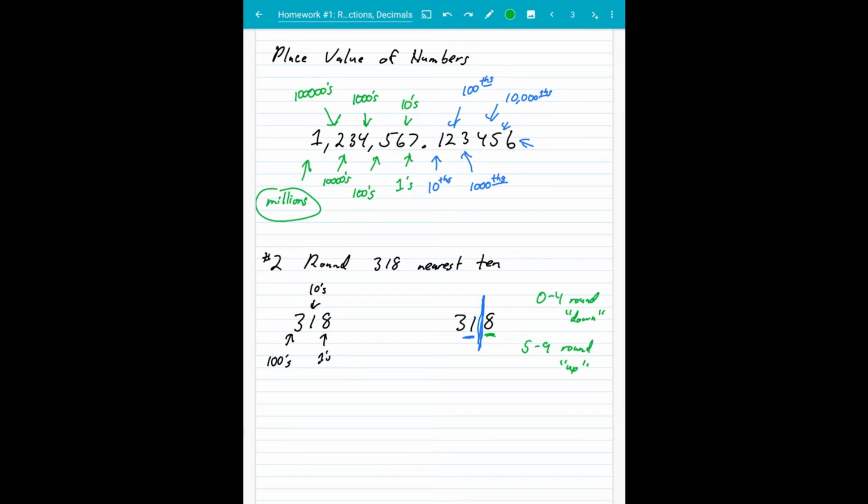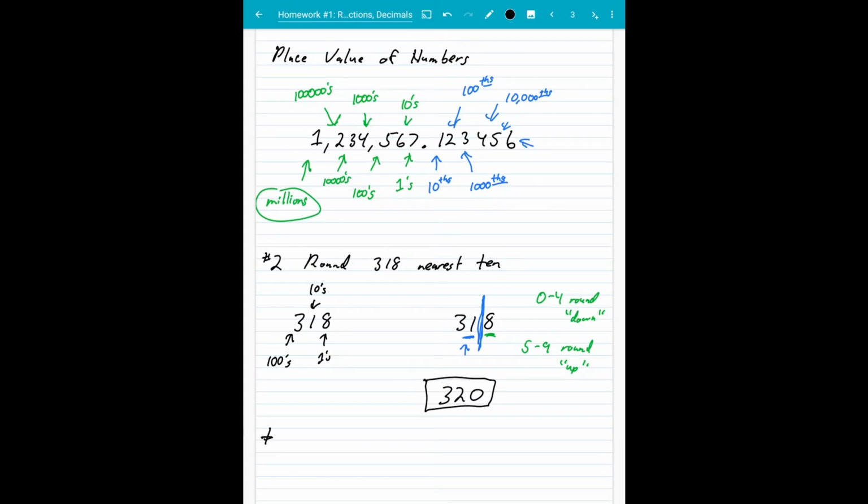So since the number 8 is in this category, it's in between 5 and 9, we're going to round the number 1 up. So this number is going to end up rounding up, and that would make the number 320. That would be your answer rounded to the nearest tens place. So we rounded it to the nearest tens.